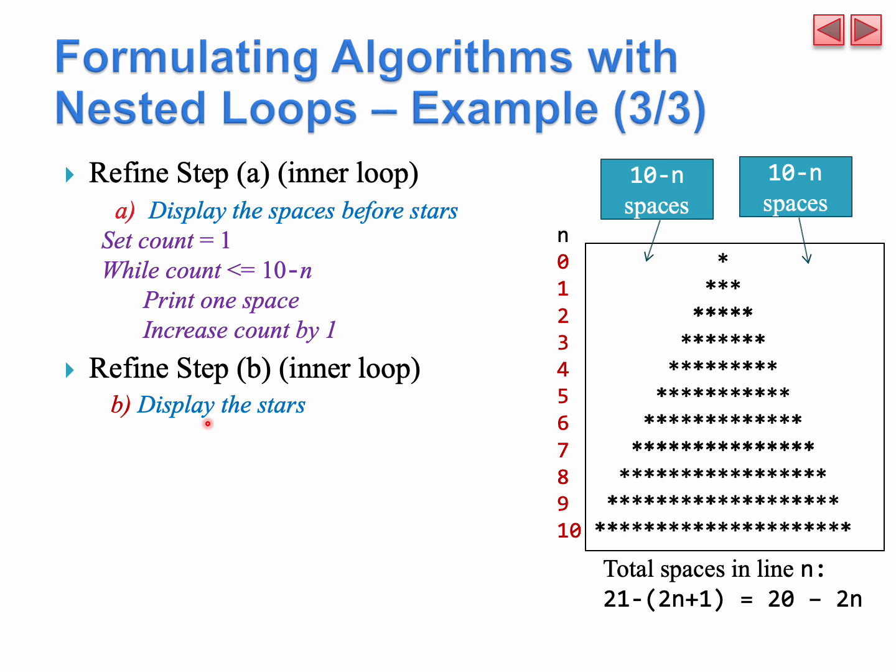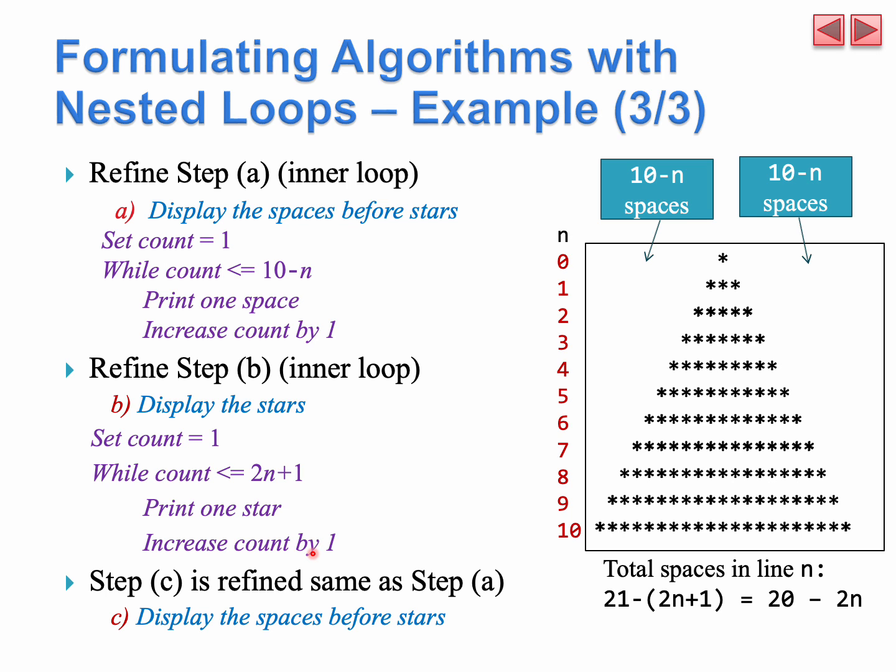To define step B in the body of the outer loop, which is to display the stars, we just need another counter-controlled loop to print 2n plus 1 stars one by one. So we define this step B into this step: set count equal to 1, while count is less than or equal to 2n plus 1, print 1 star and increase count by 1.